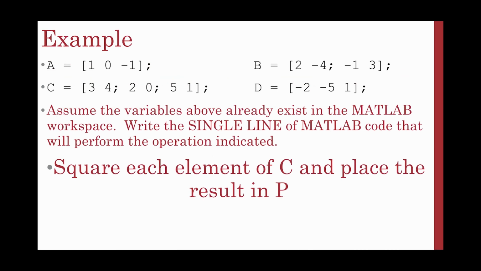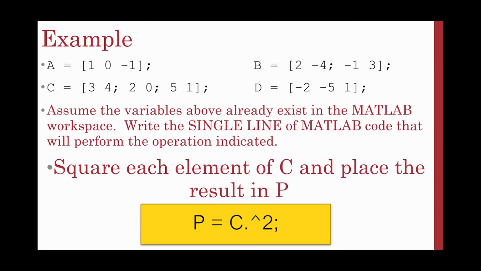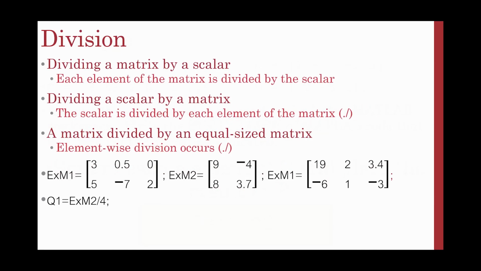As an example, we have these predefined matrices, again in MATLAB, but we're trying to write a single line of code. We want to square each element of C and place the result in P. So I want to say P is equal to C dot caret 2, and that will square each element in C. If I had not put that dot in there, MATLAB was going to perform an operation of C times C, which is full-blown matrix multiplication, which I am not covering.